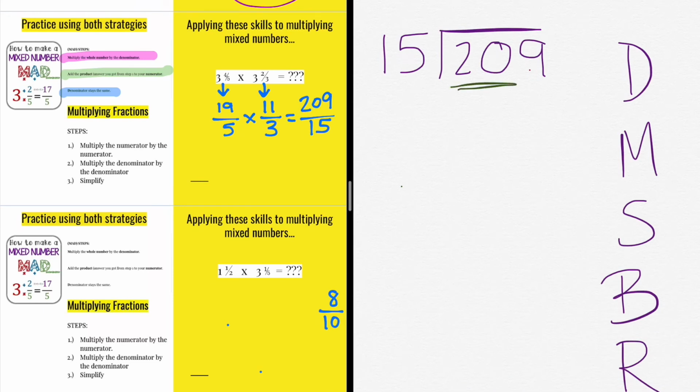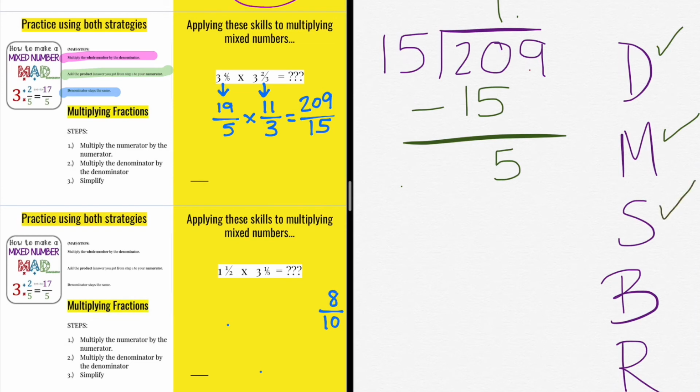And to start, I'm going to look at 15 and 20. And 15 can go into 20 one time. And that's my division step. I will multiply. 15 times 1 is 15. Then I will subtract 20 minus 15, which will give me 5. I will then bring down the 9 to make 59, and I know I must repeat my steps one more time. I now have to figure out how many times 15 can go into 59.